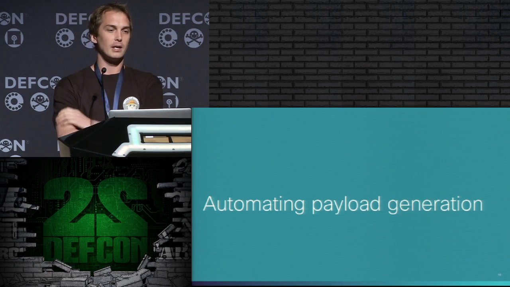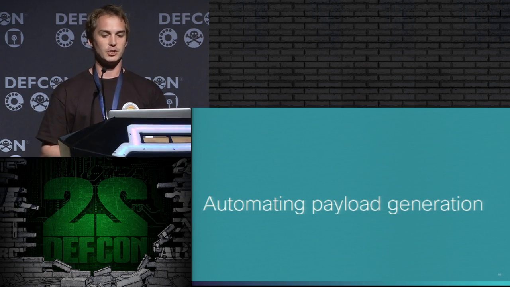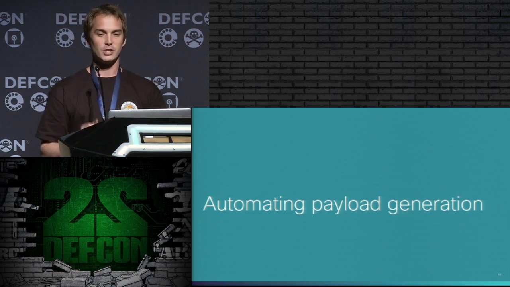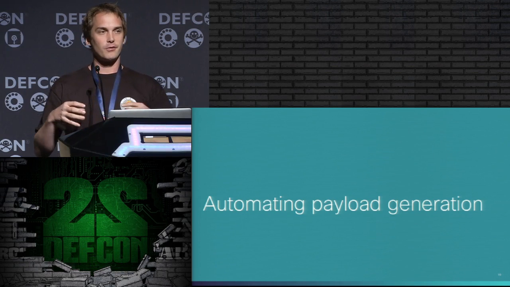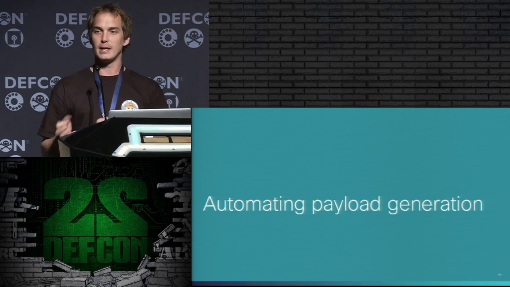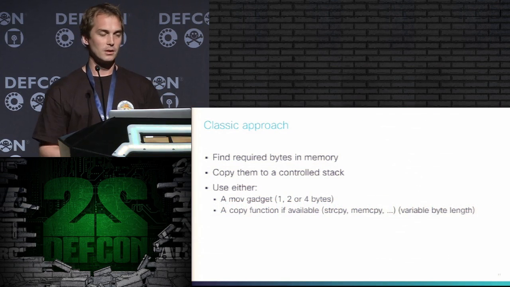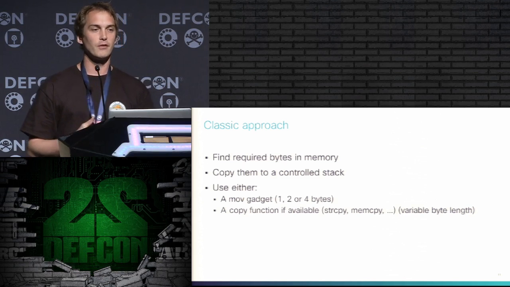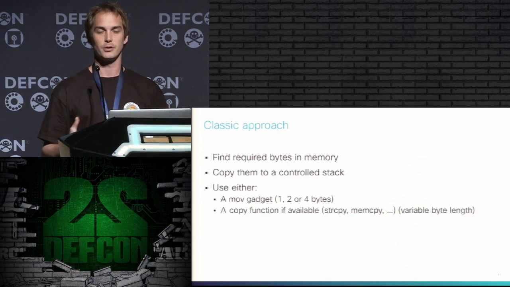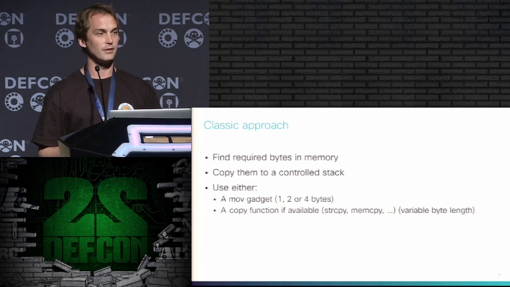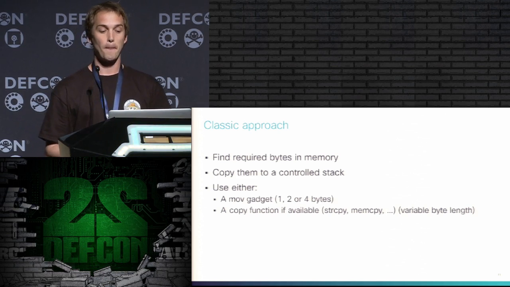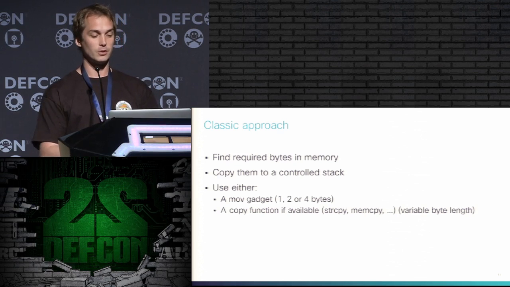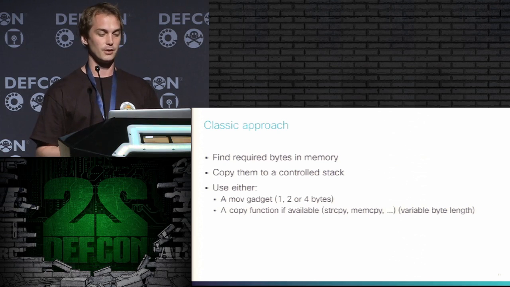Okay, so I'm going to talk about automating the payload generation, which is basically how, from a program, I can take bits of memory and create that fake stack, which I will later execute. This is the classical approach: you find a bunch of bytes in memory. The bytes you're looking for are your shellcode bytes. You've got a shellcode you're going to start from, or a bunch of function calls you want to make, and you look for those bytes in memory and copy them over to a stack you control. Once you've done that, you get execution on that stack.